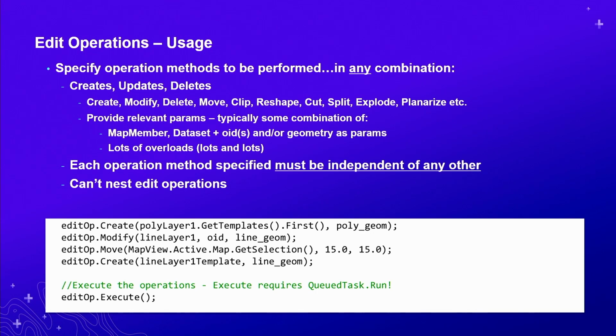The operations must be specified independently of each other, so you can't really rely on an operation that's happened before, or a line that you've set in the operation before the next one. For example, if I do a buffer and then I do a clip, I can't rely on the fact that the buffer's actually been run before the clip. And there's a lot of other operations which say I need the OID for something, so I can't do a create and then rely on that OID being there within the same edit operation. And there's ways to get around that we'll see in a few other extra slides.